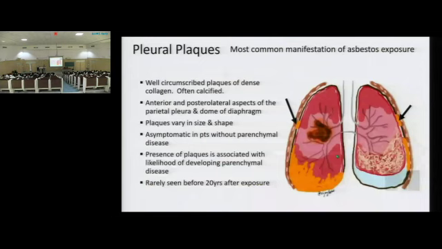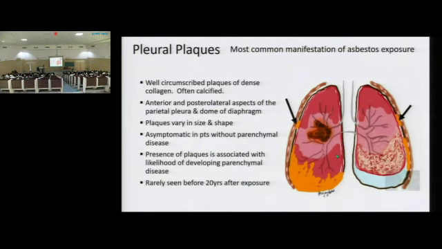In the benign spectrum of the disease, these patients can have pleural plaques, pleural nodules, or pleural thickening. Pleural plaques are the most common manifestation of asbestosis. They are well circumscribed plaques of dense collagen, often calcified, and they are seen on the anterior and posterior aspect of the parietal pleura and the dome of the diaphragm.